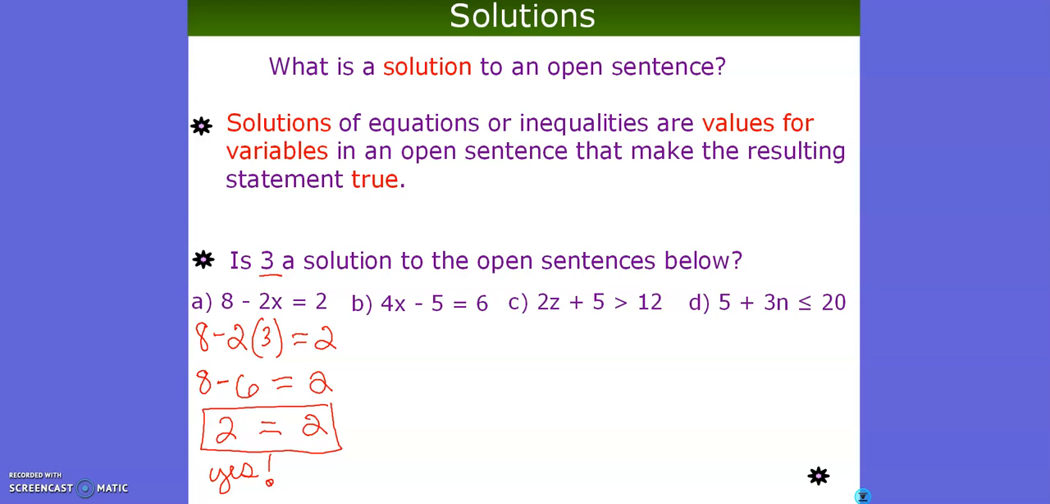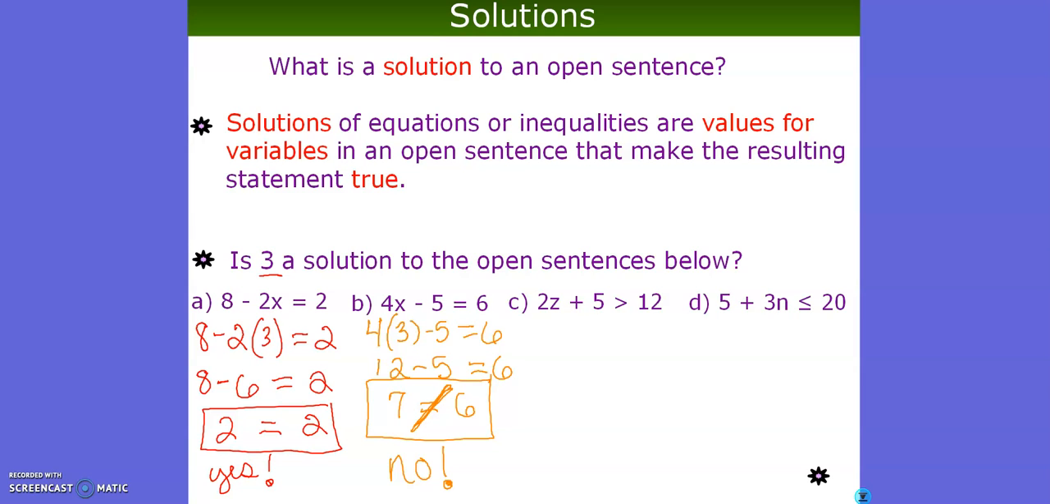Let's take a look at the next one. Again, it's an equation. It says 4x minus 5 equals 6. So let's go ahead and plug in, and we're using that same 3 value. So 4 times 3 is 12. Minus 5 should equal 6 if 3 is a solution. 12 minus 5 is 7, equals 6. So does 7 equal 6? Why, no, it doesn't. So 3 is not a solution, because right here, when I did all my simplifying, I'm going to put a slash through that equal sign. 7 is not equal to 6.